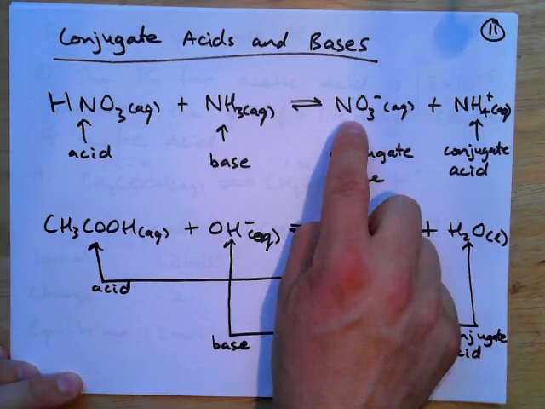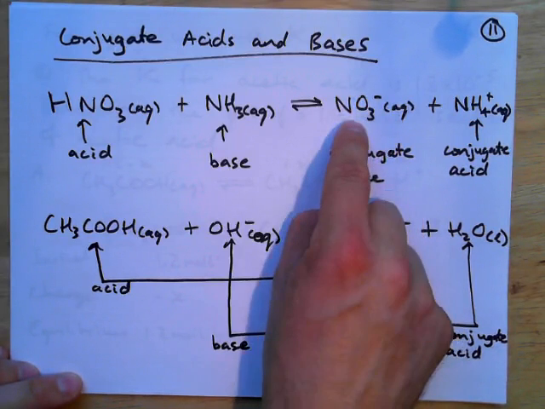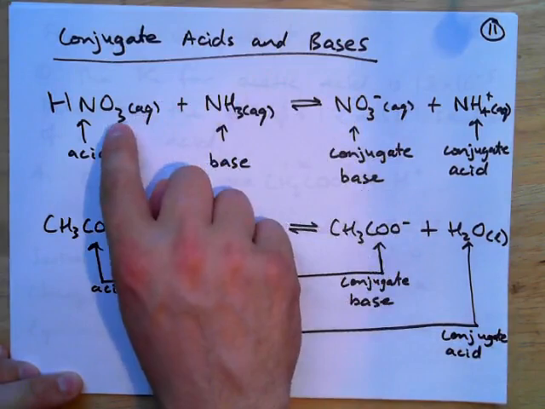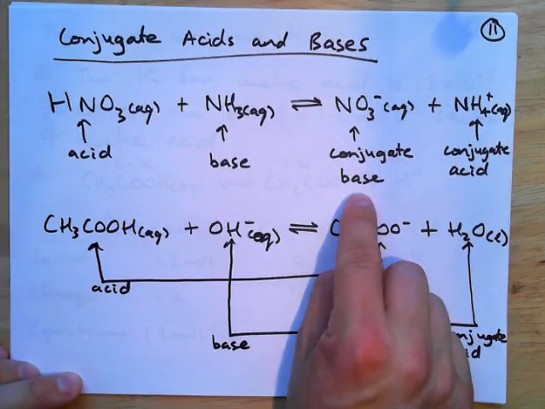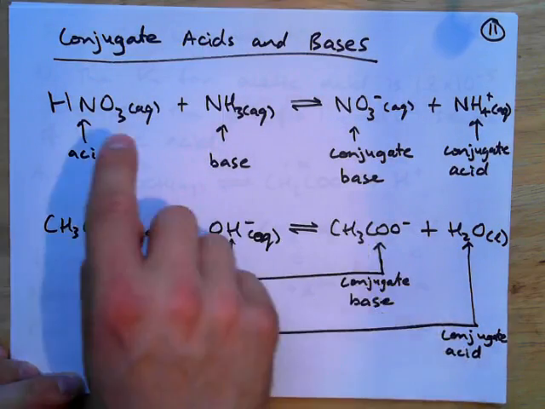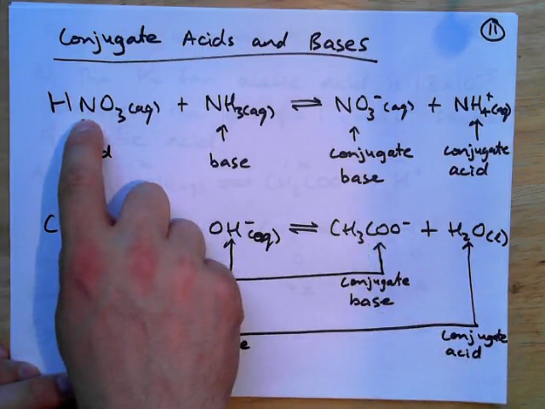It's about what it's going to do. It's what it's going to do when it goes across an arrow. So it's going to accept a proton when it goes across an arrow. So it's a base. Okay, so again, this is the acid. It hasn't donated the proton yet.